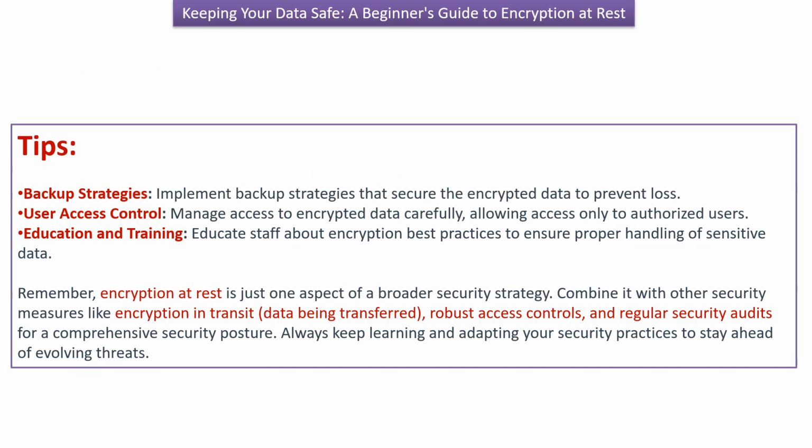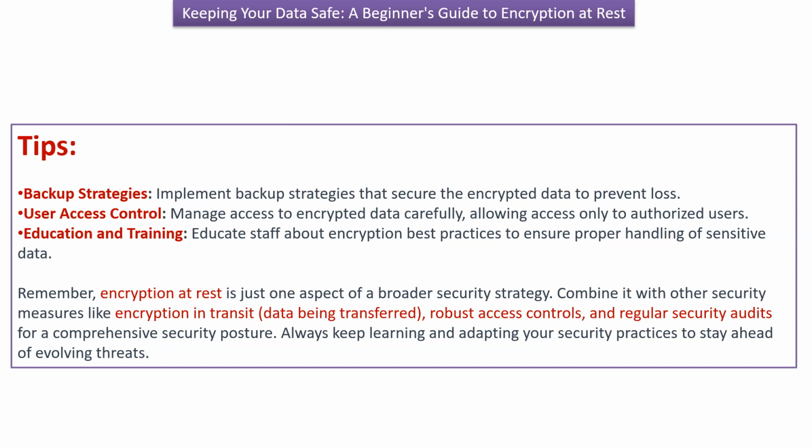Now we will see some of the tips related to encryption at rest. The first one is backup strategies. Implement backup strategies that secure the encrypted data to prevent loss. The second one is user access control. Manage access to encrypted data carefully, allowing access only to the authorized user. Third one is education and training. Educate staff about encryption best practices to ensure proper handling of sensitive data.